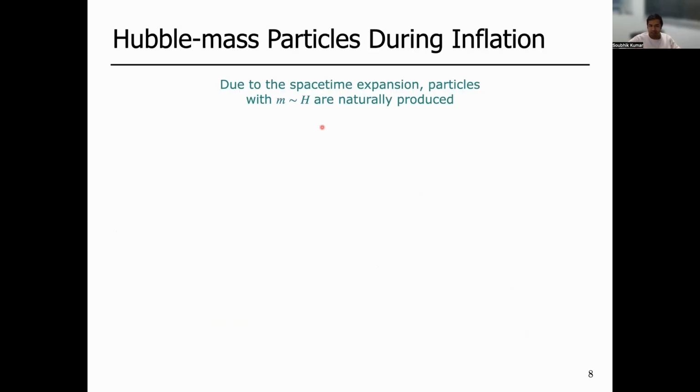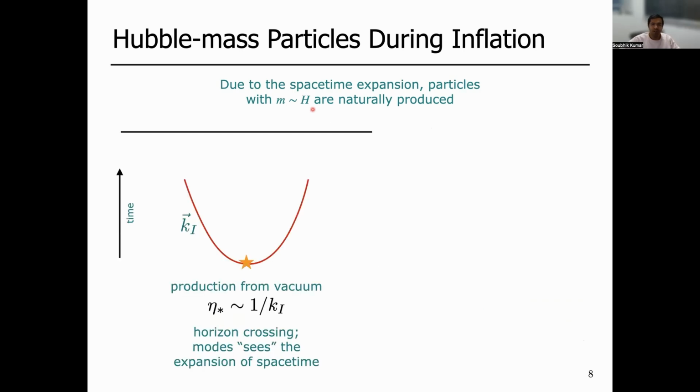Let me quickly explain the physics associated with Hubble-scale particles during inflation. Since the rate of expansion of space-time is Hubble, these particles are just naturally gravitationally produced without any extra ingredient. Here is one such event where you have a pair production of these particles. Here is one particle with momentum k_i, and here is another one also with momentum k_i. You can show that this production event would typically happen around a conformal time of 1 over k_i.